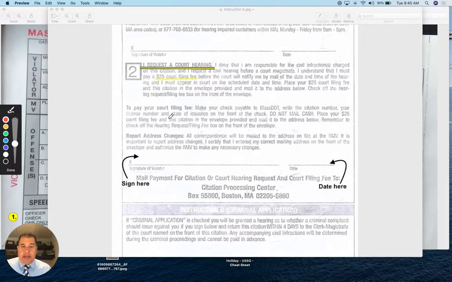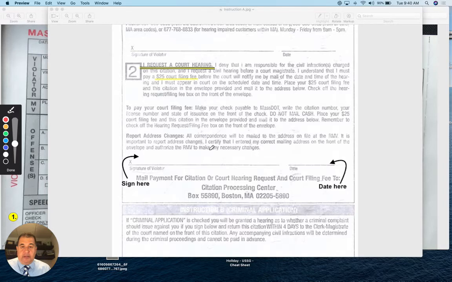And if you can, it's not a bad idea to send this in certified mail. That way you have a receipt or some way to track that it actually got there, just in case it doesn't get there or they process it wrong. Now you have some proof that you sent it in, and there's something we can do about that later if for some reason they don't give you the hearing you sought, even though you did send it in on time. Just keep as much proof as possible that you sent it on time.